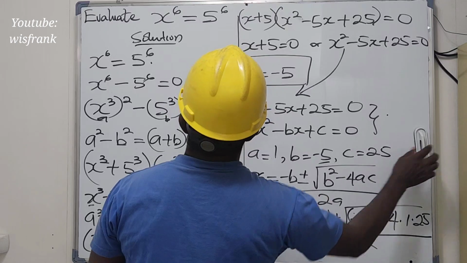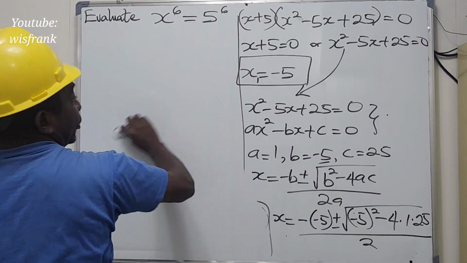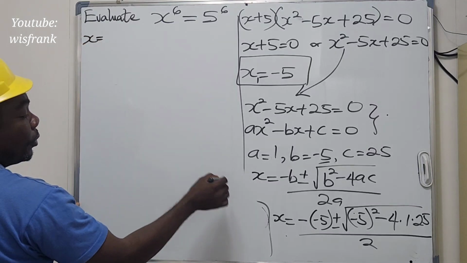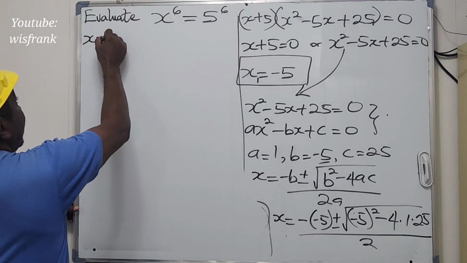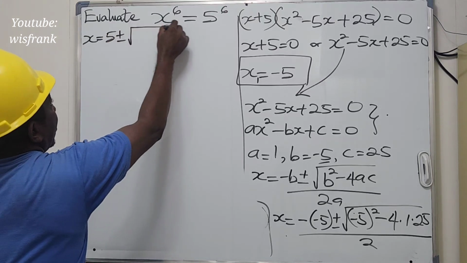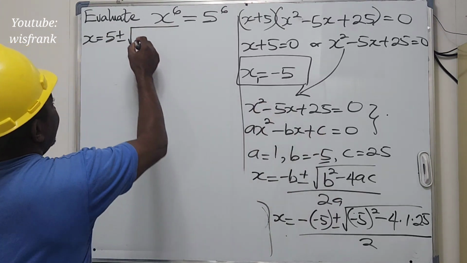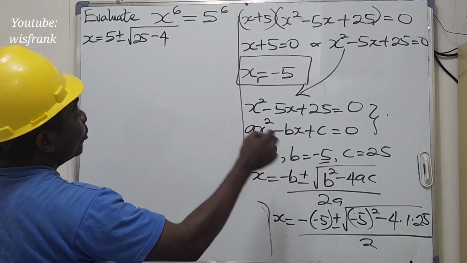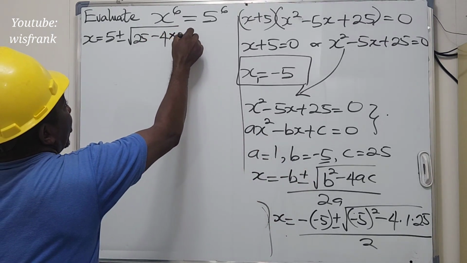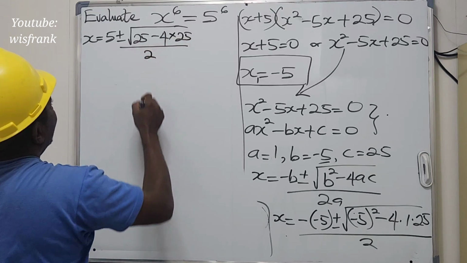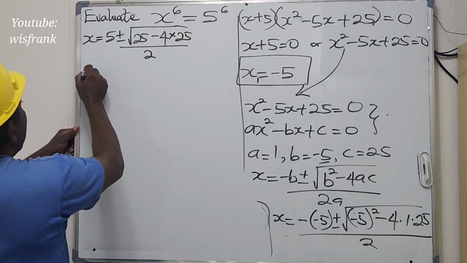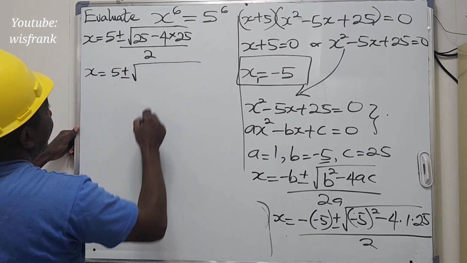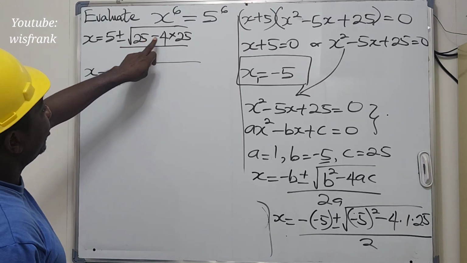So here we'll further evaluate that to get the solution of x. Our value of x will be equal to minus times minus 5, which is 5, plus or minus square root of minus 5 to the power of 2, which is 25, minus 4 times 1 times 25, all over 2. So this will give us x equals 5 plus or minus square root of 25. We have 25 here and we have 25 here.